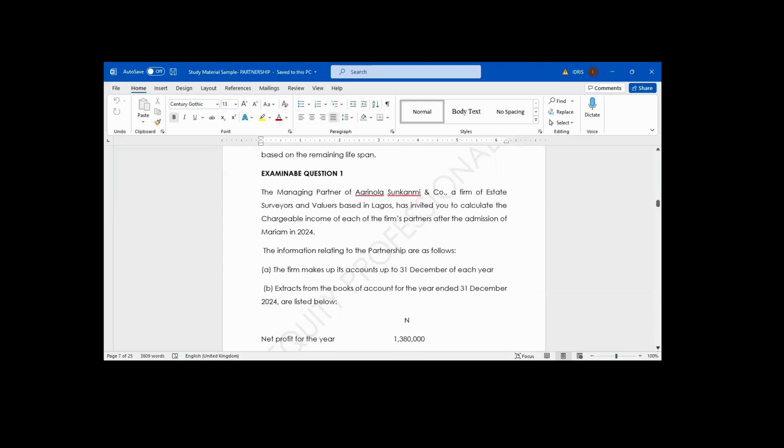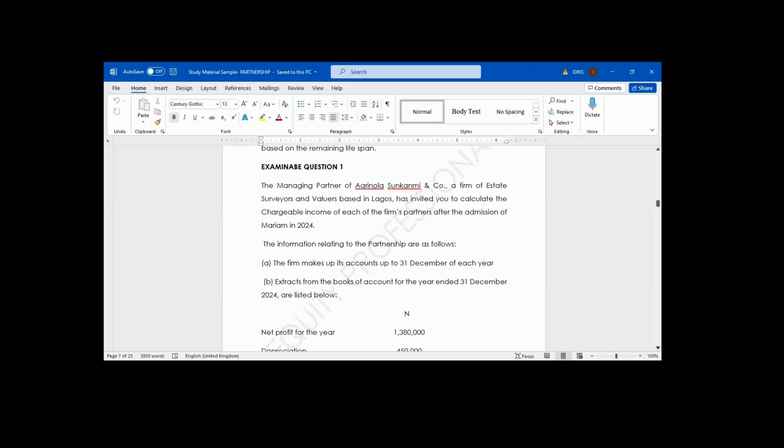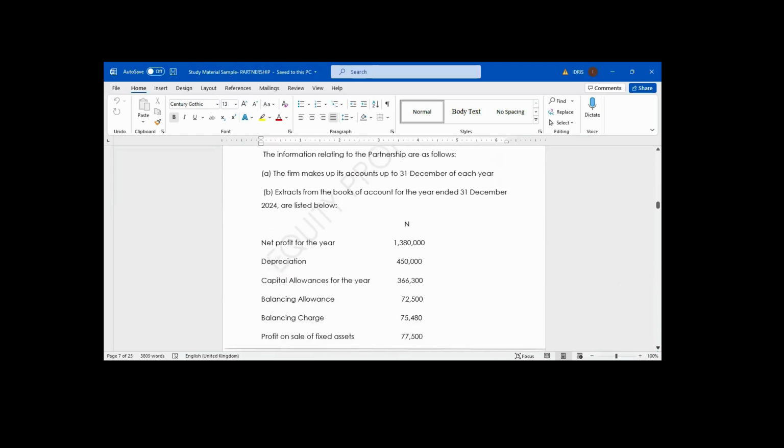The managing partner of Arinola Sukomi & Co., a firm of estate surveyors and valuers based in Lagos, has invited you to calculate the chargeable income of each of the firm's partners after the admission of Miriam in 2024. The information relating to the partnership is as follows. A. The firm makes up its accounts up to 31st December of each year. B. Extract of the books of account for the year ended 31st December 2024 are listed below.